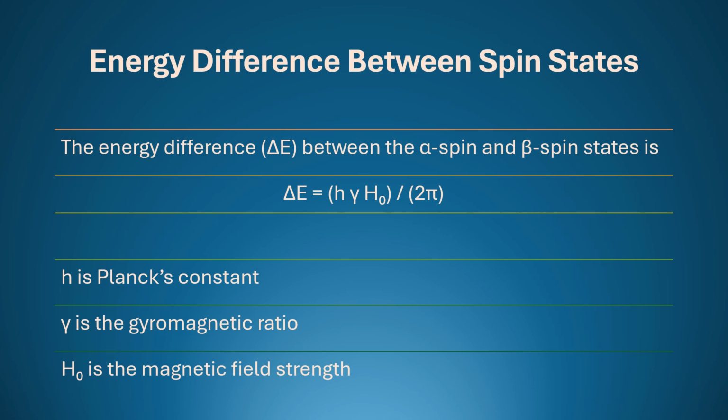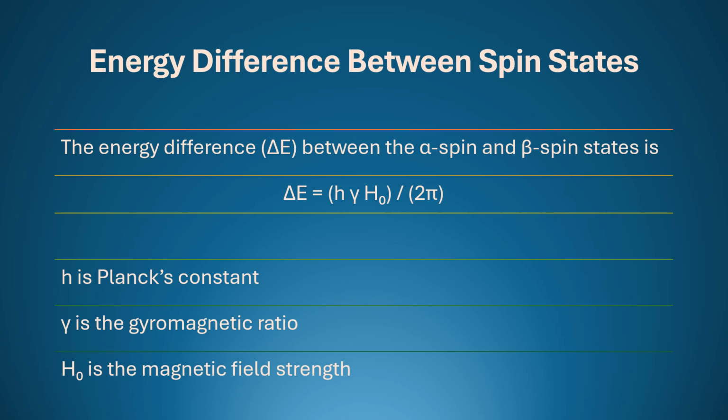In nuclear magnetic resonance, NMR, the energy difference, delta E, between the alpha spin and beta spin states is a key factor in the spin flipping process. This energy difference is given by the formula delta E equals h gamma H0 over 2 pi, where h is Planck's constant, a fundamental constant of nature. Gamma is the gyromagnetic ratio, a property that is specific to each type of nucleus. H0 is the magnetic field strength, which influences the energy gap between the two spin states.